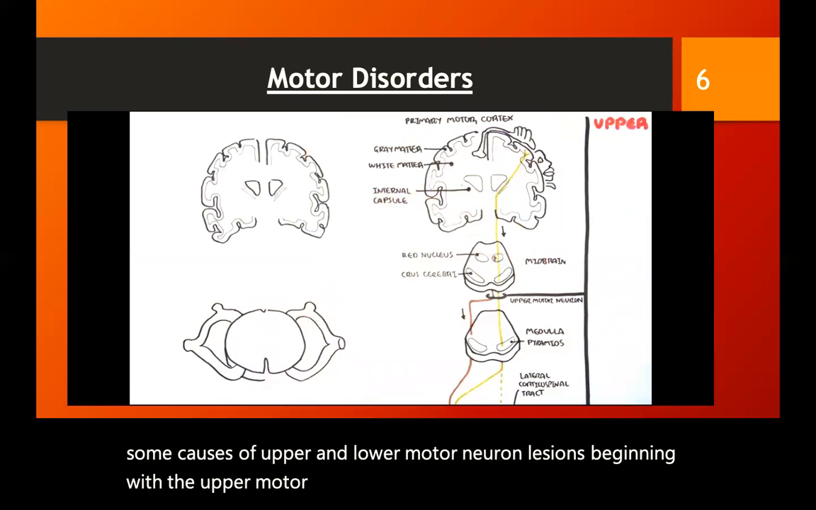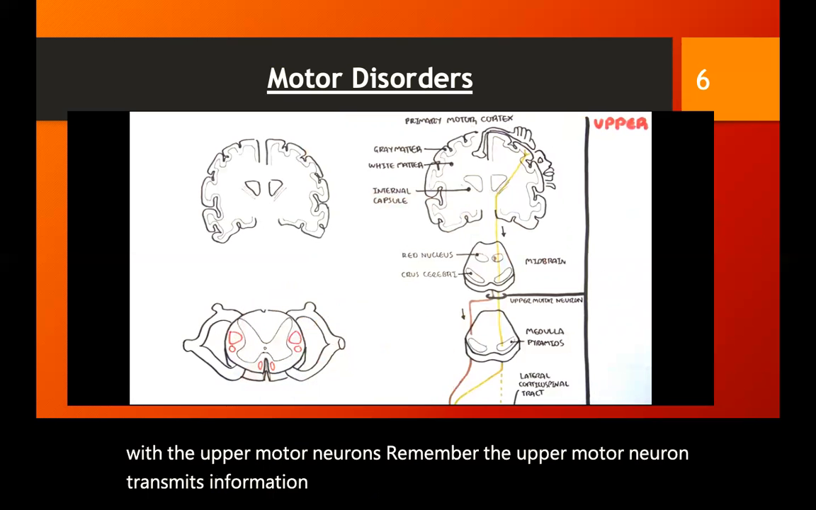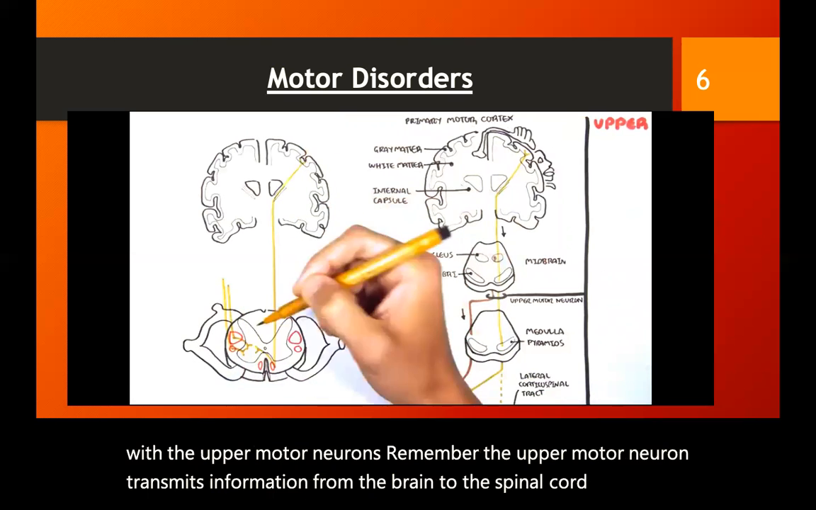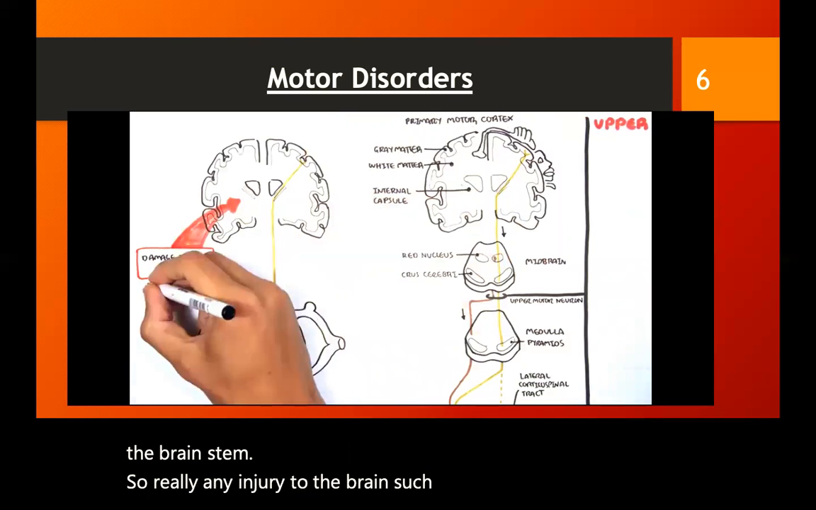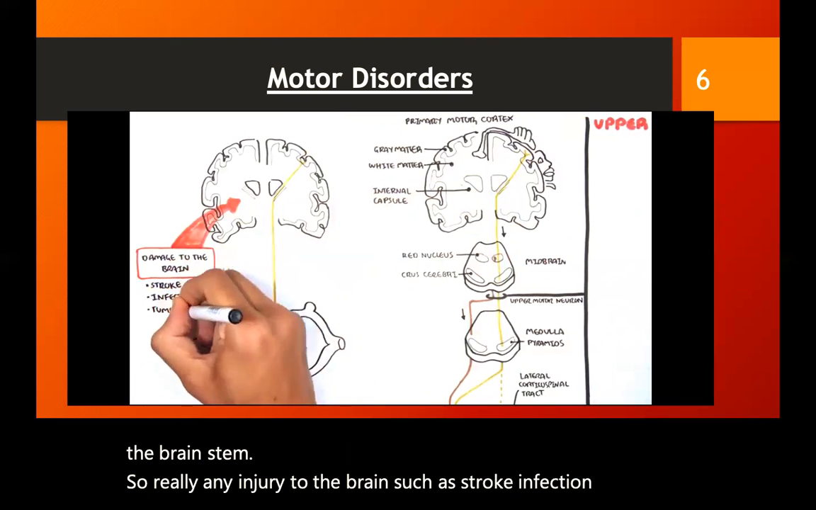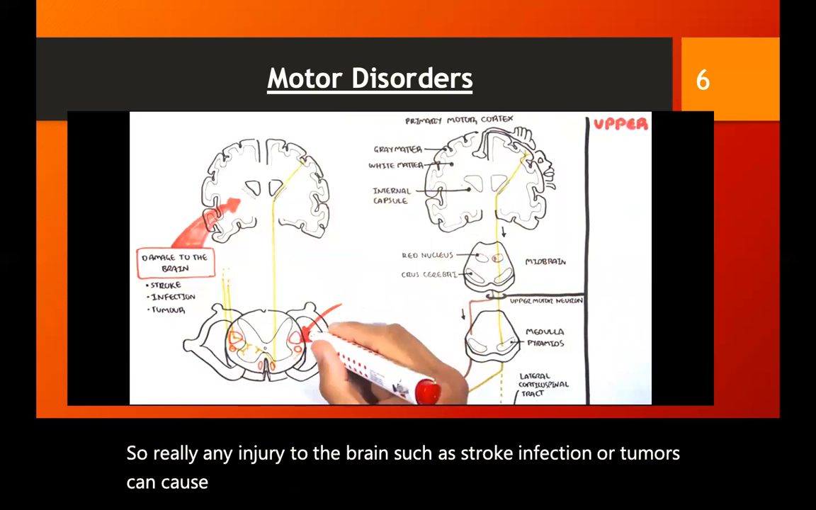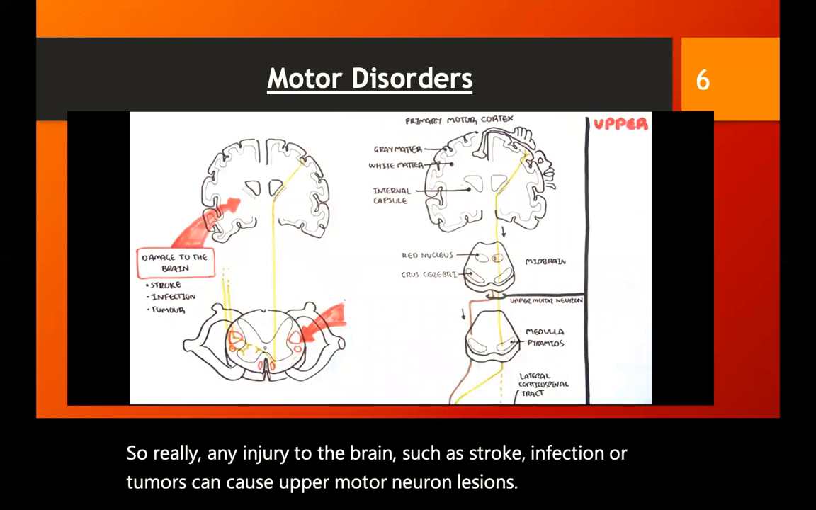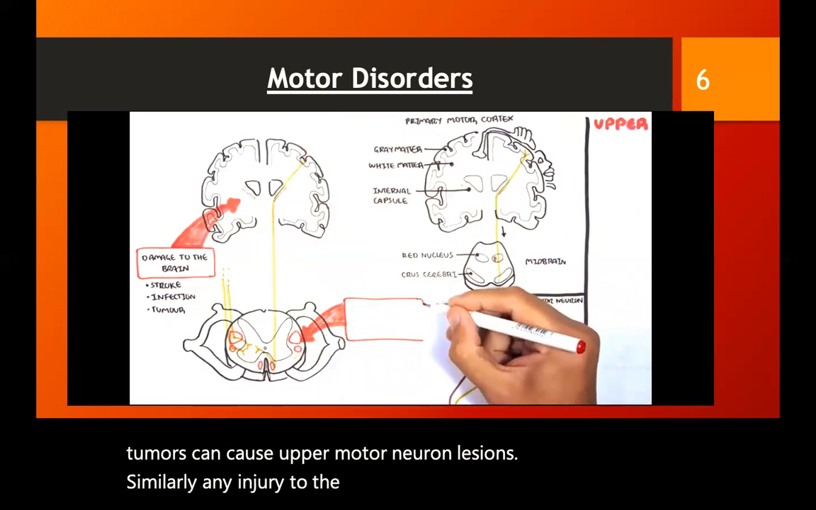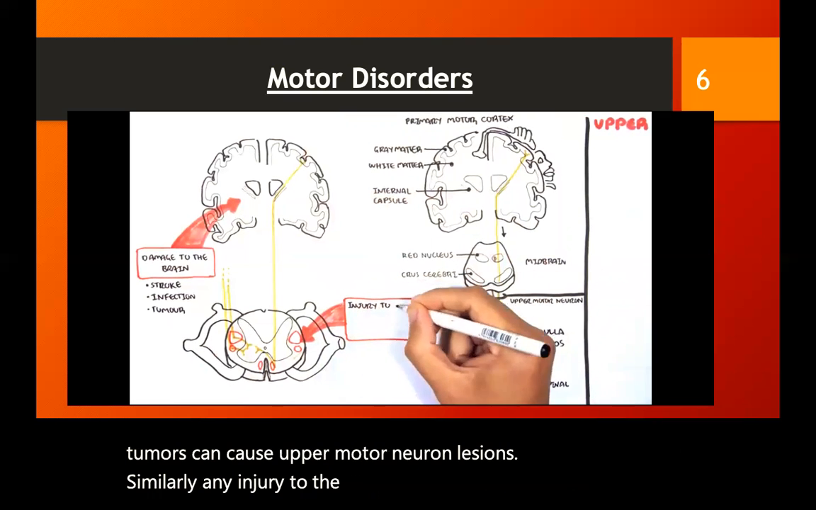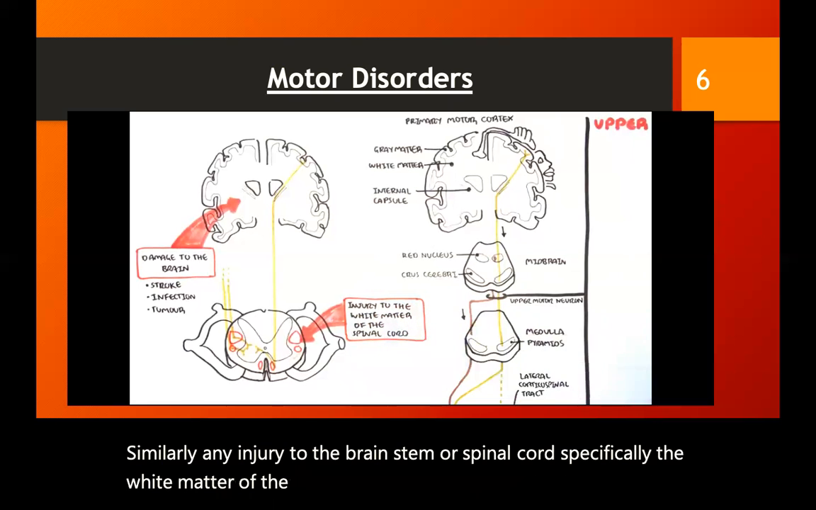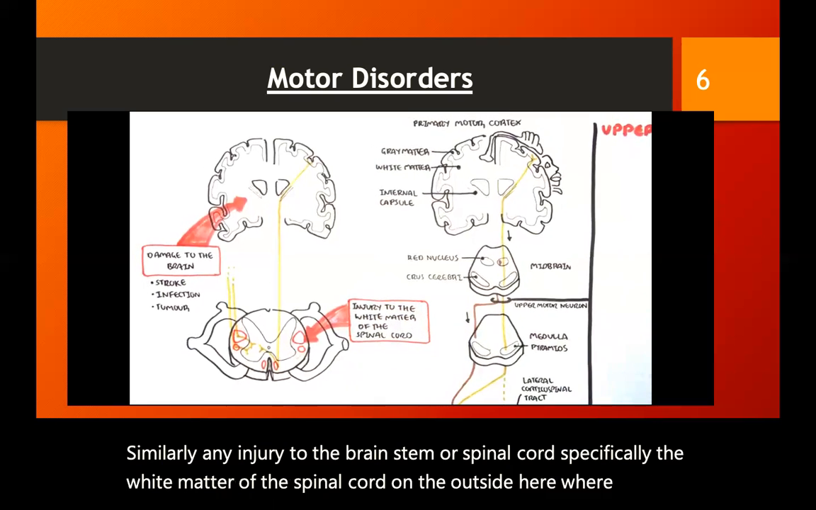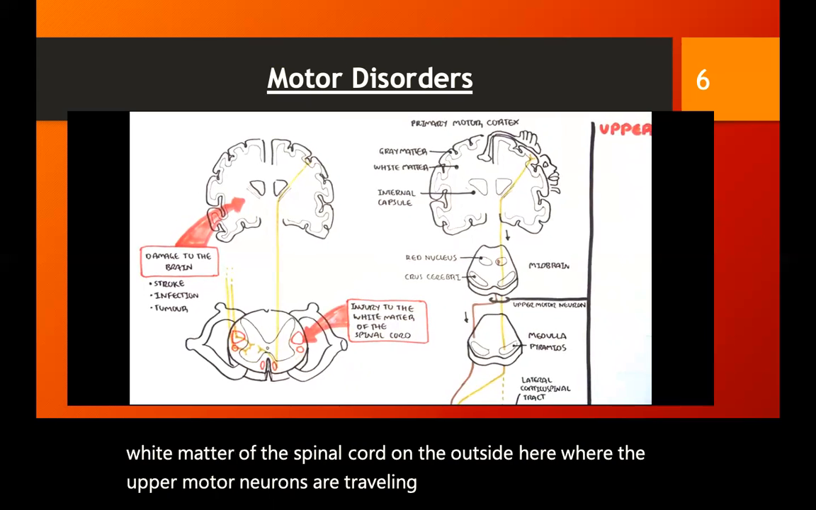Remember, the upper motor neuron transmits information from the brain to the spinal cord or the brainstem. So really, any injury to the brain, such as stroke, infection, or tumors, can cause upper motor neuron lesions. Similarly, any injury to the brainstem or spinal cord, specifically the white matter of the spinal cord on the outside here, where the upper motor neurons are traveling through, can cause upper motor neuron lesions.